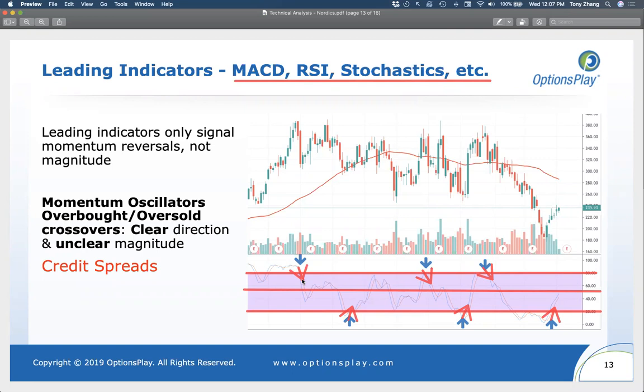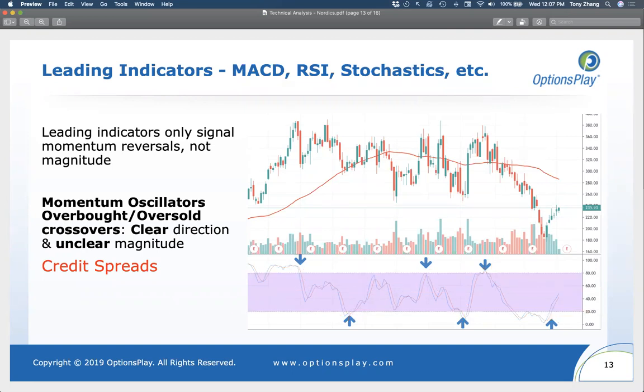But the momentum indicator in itself does not give you any sense for magnitude. So when you get a crossover on one of these indicators, the crossover itself does not tell you anything as far as how far the stock's going to go. It's only telling you that the stock is not going any higher. Vice versa, at the bottom here, it's not telling you how far the stock's going to go higher. It's only telling you that it's not going any lower. And those are two very, very different things to understand.